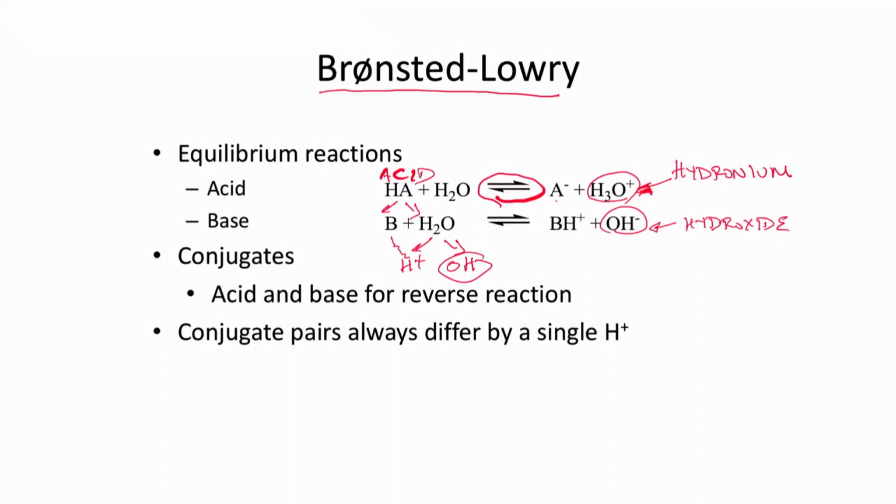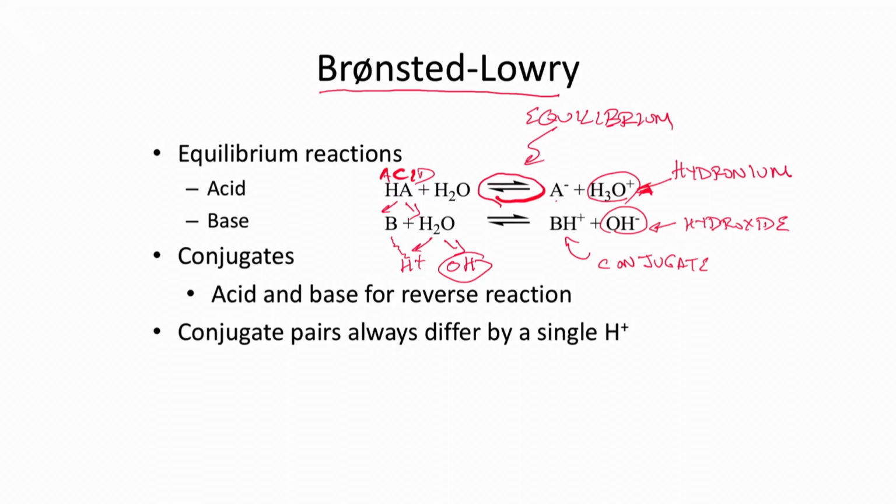Now, the nice thing about Brønsted-Lowry acids and bases compared to Arrhenius acids and bases is there's this notion of equilibrium, where things can go back and forth. When I go back and forth, the things on the left side produce the things on the right side. And things on the right side are sometimes called conjugates. And so if I have an acid, I can create a conjugate base. If I have a base, I can create a conjugate acid.